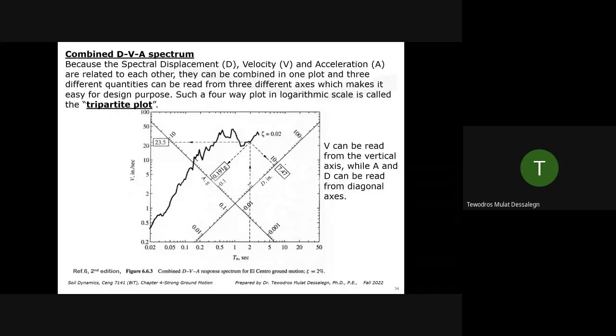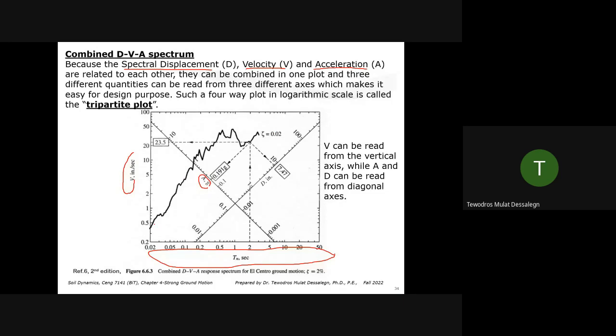And because we have a relation of spectral displacement, velocity, and acceleration, we can actually put them together. And we can have a single chart. Usually we call it a tripartite plot, where you have all of them together. You have the period on the horizontal axis and spectral velocity on the vertical axis, and the spectral acceleration on this diagonal, and spectral displacement on the other diagonal. You can have this, for example, for a damping ratio of 2%.